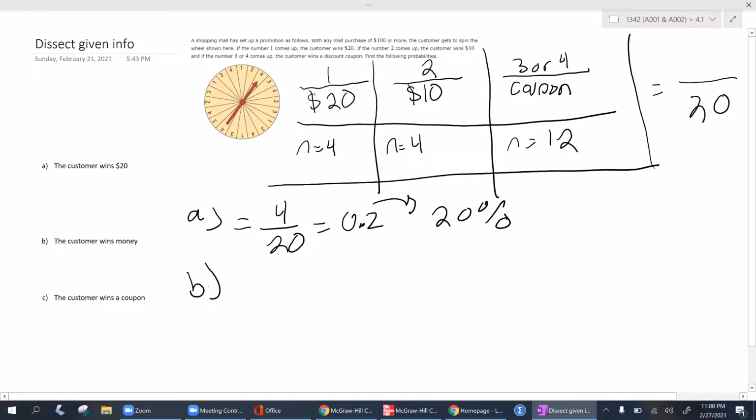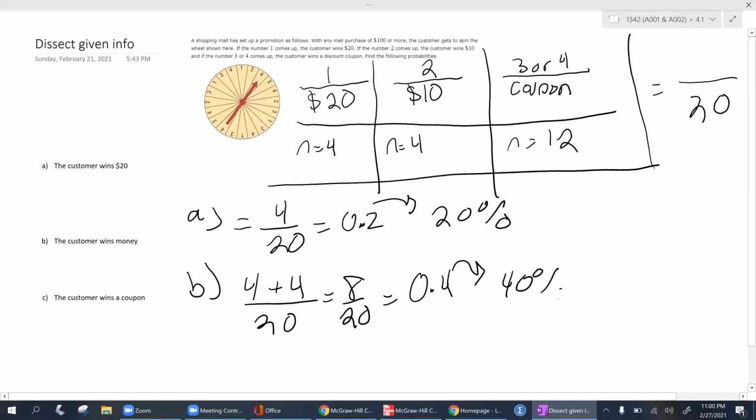Okay, let's do B. What is the probability that the customer wins money? Okay, so in other words, now that you've written everything down, how many times can you get money? Well, I know if you land on a 1 or on a 2, that's where you can get money, right? So how many of those do I have? That is going to be 4 plus 4 over 20, which is 8 over 20, all right? So 8 over 20 is going to be 0.4, or 40%, right? So the probability of you spinning the wheel and getting cash out of it is 40%, all right?